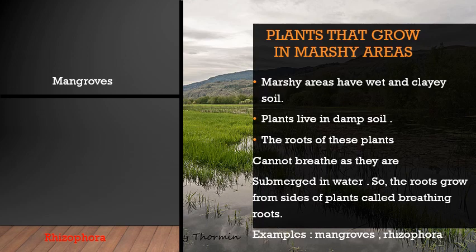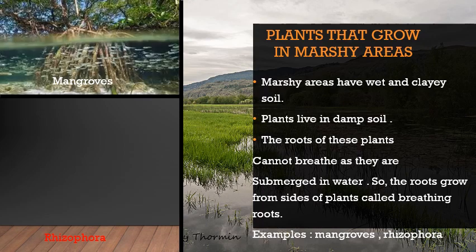The roots of these plants cannot breathe as they are submerged in the water. So the roots grow from inside of the plant, called breathing roots. The plants that grow in marshy areas are special because they're submerged in the water. Submerged means they're inside the water. So their roots grow from inside of the plants, called breathing roots. How we need air to breathe, it is in some way related to that. So it is called the breathing roots.